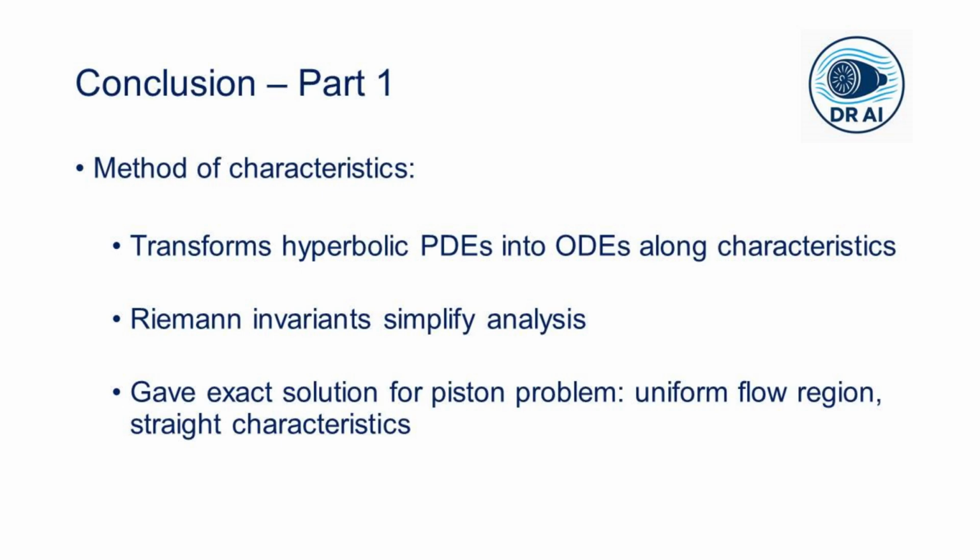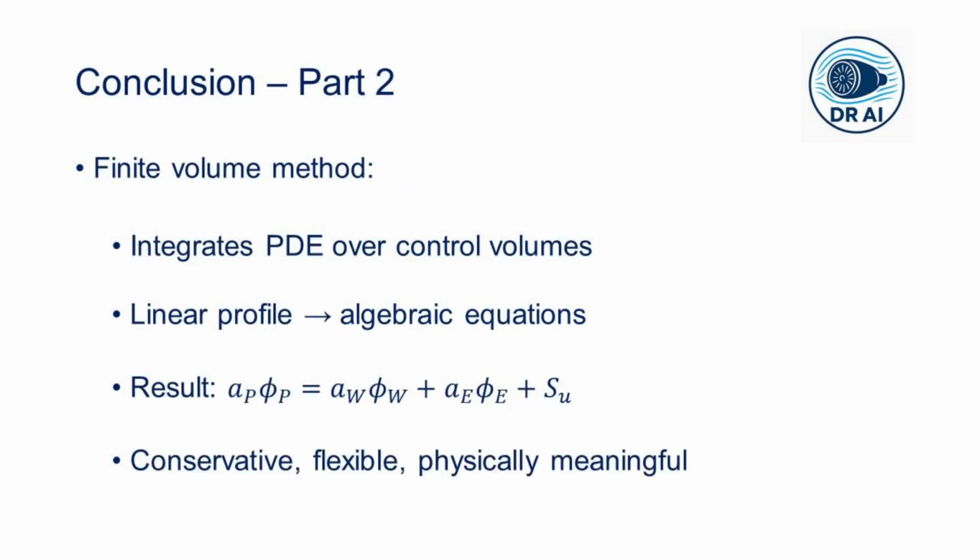So today we covered two fundamental topics, the method of characteristics and the finite volume method. In the method of characteristics, we saw that it gave us an exact solution for a nonlinear wave problem, showing how information propagates along the characteristic curves and how Riemann invariants simplify the analysis. Secondly, the finite volume method, which we have just studied, provided a systematic way to discretize diffusion equations while preserving conservation. Both these concepts are essential for anyone working in CFD.